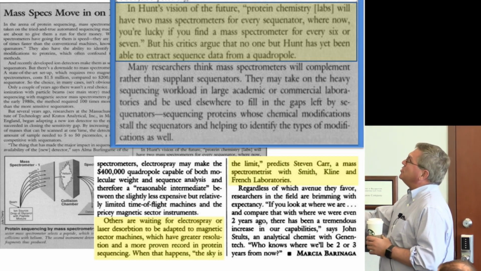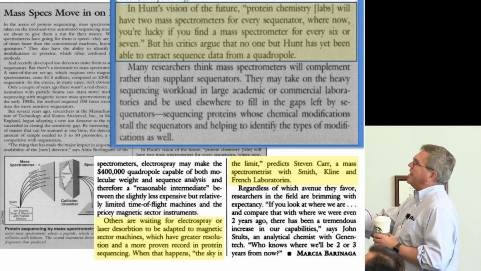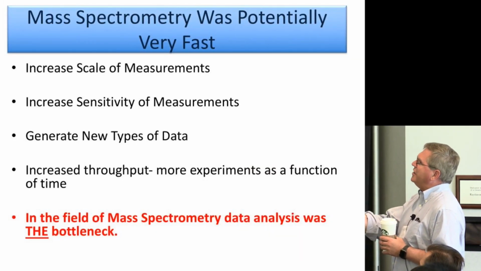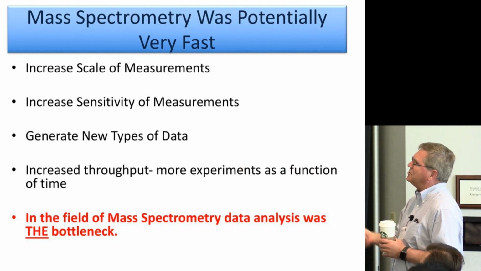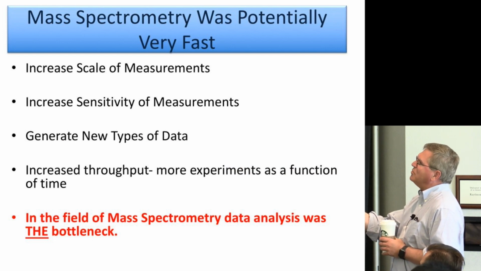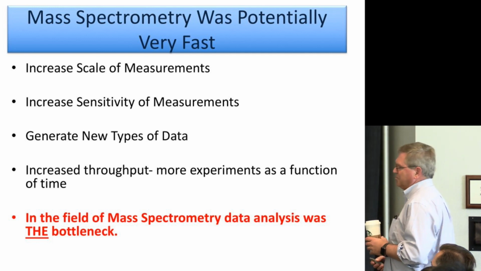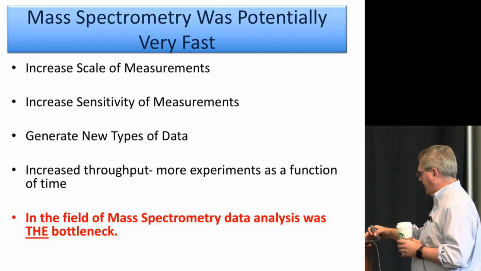Okay, mass spectrometry was potentially very fast. You could increase your scale of measurements, increase sensitivity of measurements, generate new types of data, increase throughput, more experiments as a function of time. But in the field of mass spectrometry, back in that time, the bottleneck was data analysis because you had to do everything by hand.